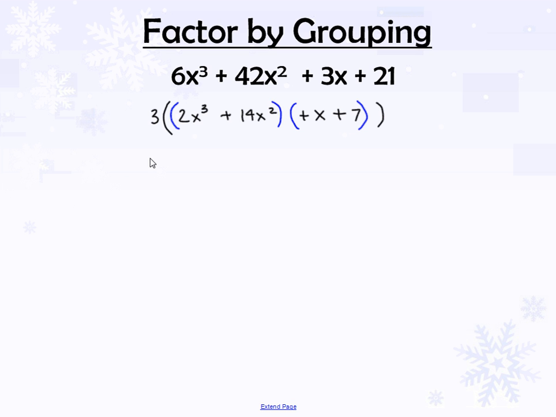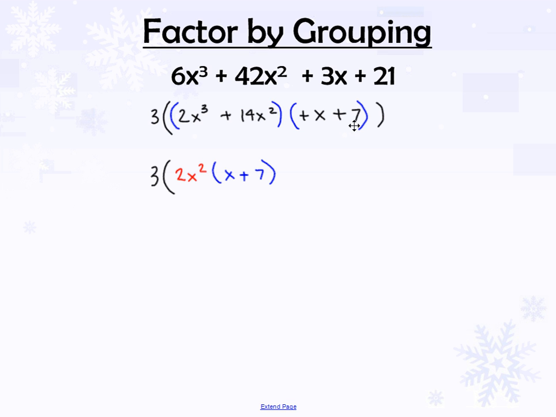So I've got my 3. I'm going to look at my first 2 terms and figure out what my GCF is. What's the largest thing that goes into each of these? So 2 goes into both 2 and 14, and x squared goes into both x to the third and x squared. So I'm going to factor out a 2x squared. When I do that, what I'm going to be left with is x plus 7.